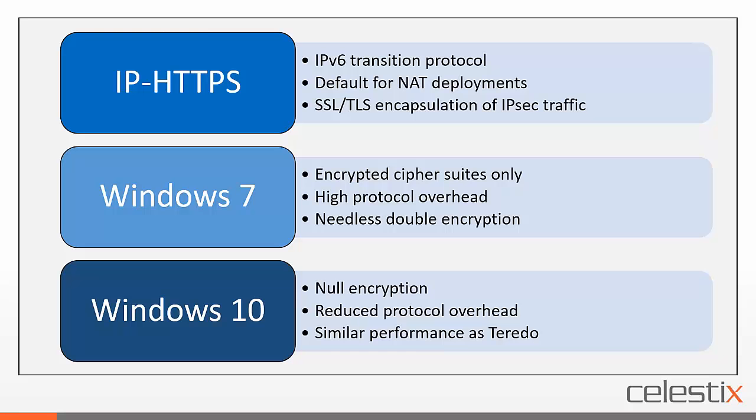By the way, IP-HTTPS is the only available protocol when you're using direct access behind a NAT. But even if you're edge facing and you can still support 6to4 and Teredo, many clients are still going to fall back to IP-HTTPS anyway. So in terms of performance and scalability, it's significantly better using Windows 10 clients for direct access. So let's talk a little bit about the client side and the connectivity status indicator.